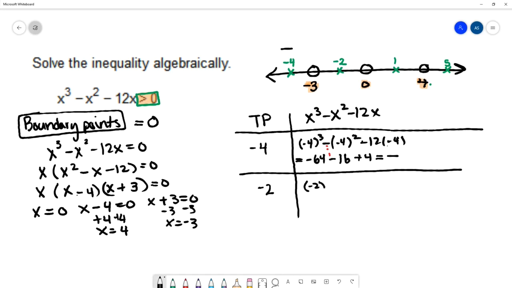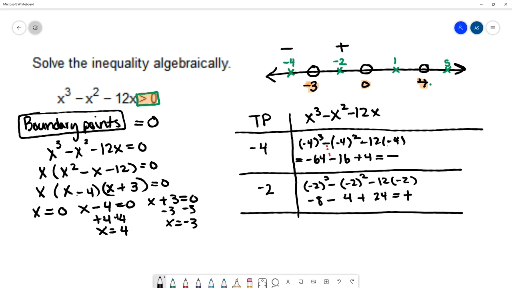Let's try the next test point of negative 2. We have negative 2 cubed minus negative 2 squared minus 12 times negative 2. That's a negative 8 minus 4 plus 24. Negative 8 minus 4 plus 24 is going to be a positive, and so I know that this interval comes out positive.